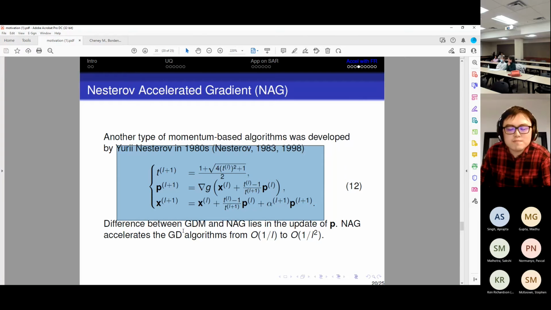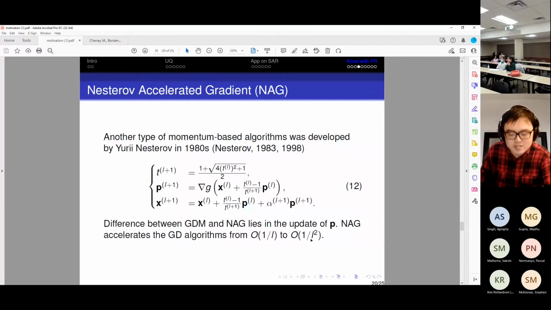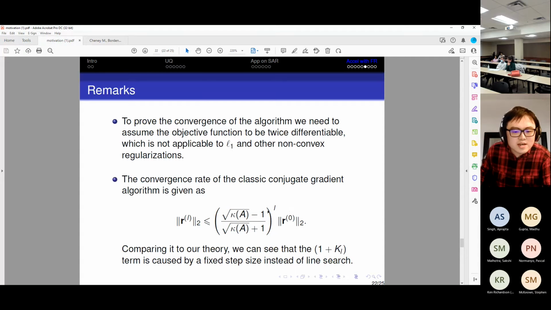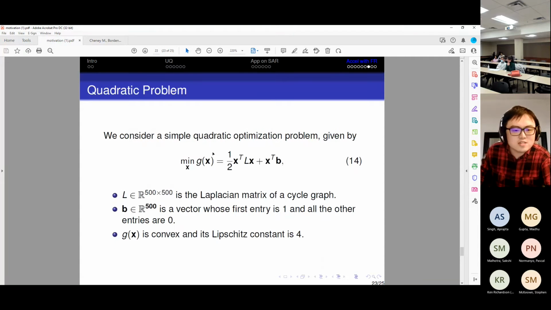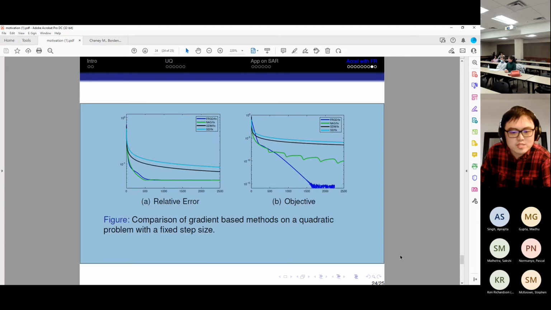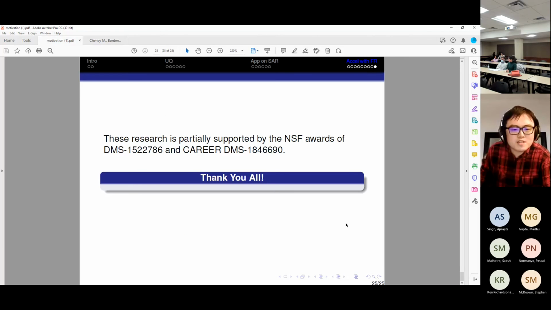So my idea is to combine this and conjugate gradient. I developed a new algorithm to accelerate the algorithms for compressive sensing, and I tested them on a quadratic problem and proved that it actually has acceleration on this type of problem. And that's basically my research.